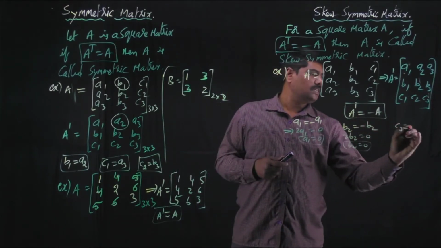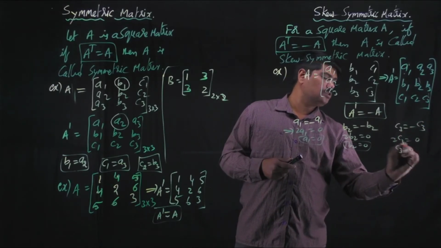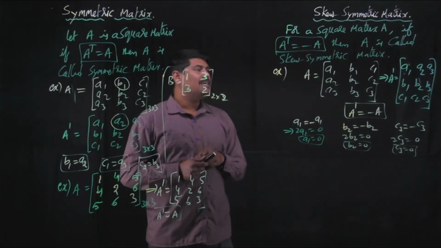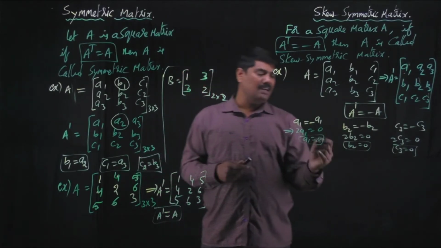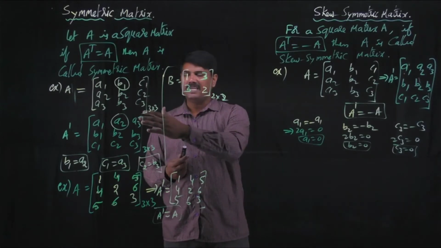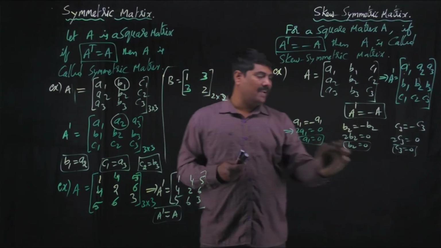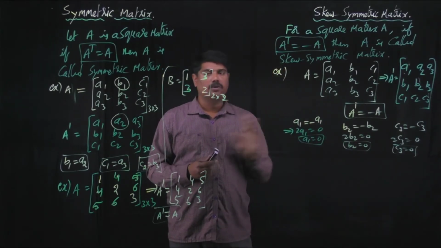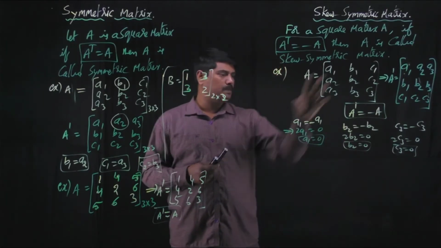C3 is equal to minus C3. So you have 2C3 is equal to 0, so you come to know C3 is 0. So for constructing a skew symmetric matrix, it is necessary that the diagonal elements must be zeros. Remember that point. For a skew symmetric matrix, diagonal elements have to be zeros. No other chance there. Diagonal elements must be 0 as per the concept.